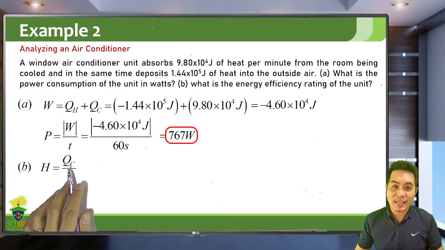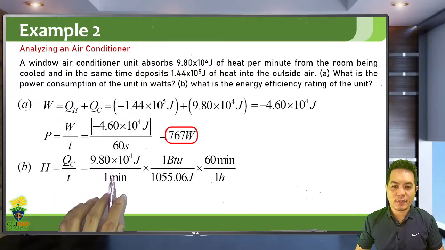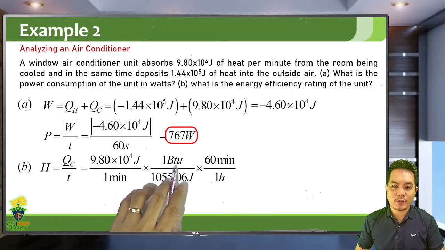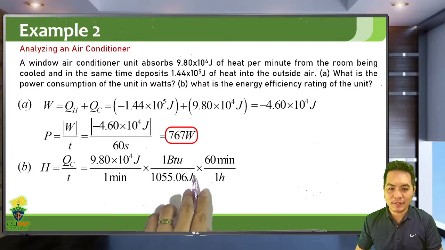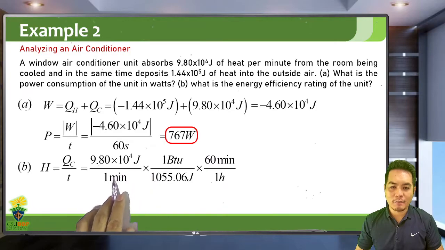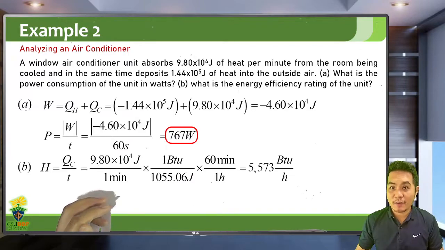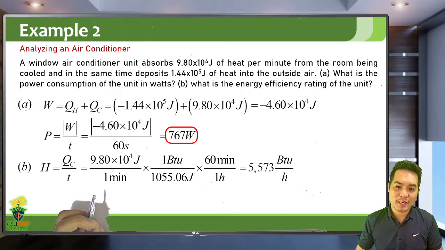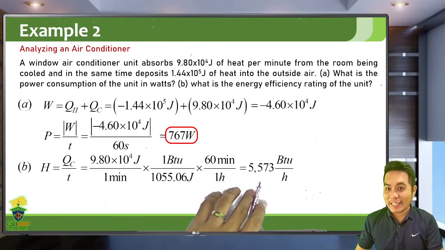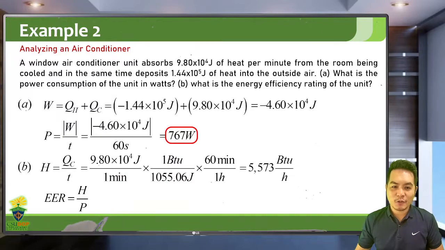So the heat current is just the change in heat over change in time, so heat absorbed over time. We know QC, we know time is 1 minute. We need to convert the joules into British thermal units using this conversion factor, and we need to convert the minute into hours using this conversion factor. So you cancel minute here, you cancel the joules, and your final unit will be BTU per hour. You will get a value of 5,573 BTU per hour. Now if you have the heat current in BTU per hour and the power in watts, you can just divide the two numerical values to obtain the EER, which is 7.3.